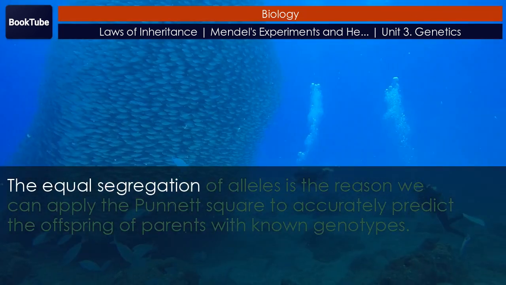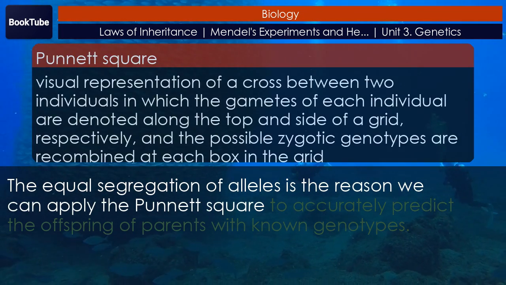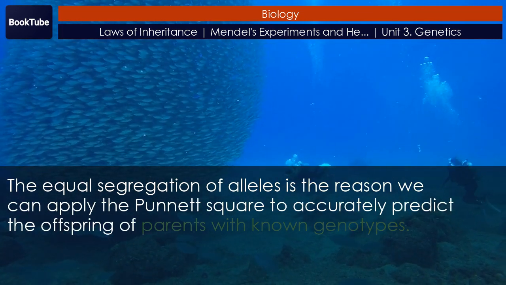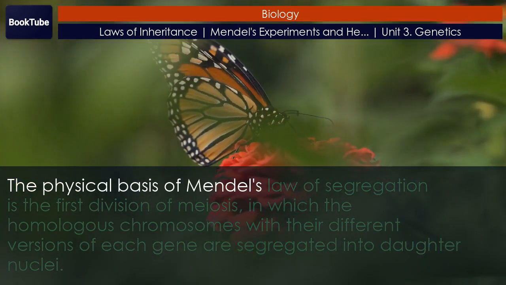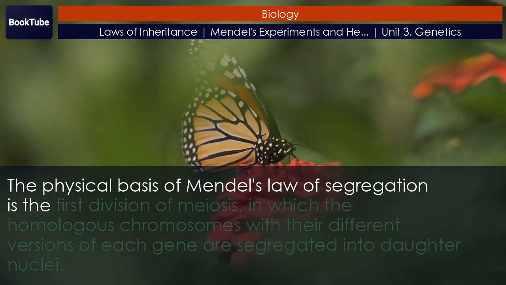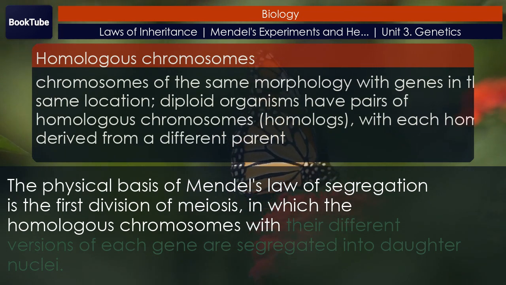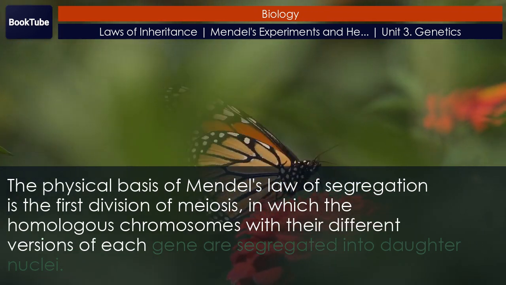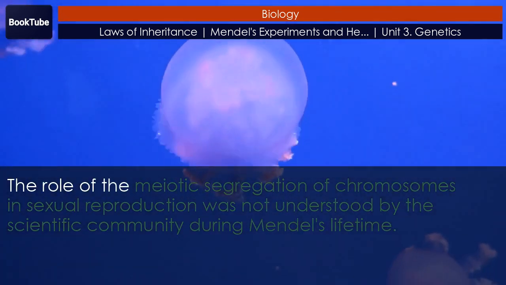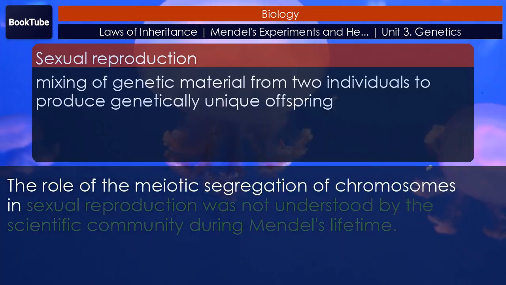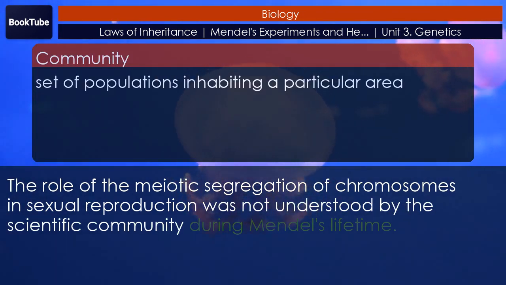The equal segregation of alleles is the reason we can apply the Punnett square to accurately predict the offspring of parents with known genotypes. The physical basis of Mendel's law of segregation is the first division of meiosis, in which the homologous chromosomes with their different versions of each gene are segregated into daughter nuclei. The role of the meiotic segregation of chromosomes in sexual reproduction was not understood by the scientific community during Mendel's lifetime.